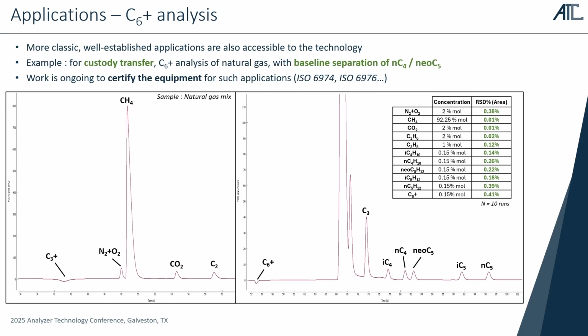Of course, micro GC is also very good for more traditional applications. And here you have an example with C6 plus analysis for calorific value measurement, BTU, especially for custody transfer. And what this shows here is a separation in less than 100 seconds with baseline separation between C4 and Neo C5, which is made possible because of the injector technology and the sharpness of the peak. So very good repeatabilities here as well.